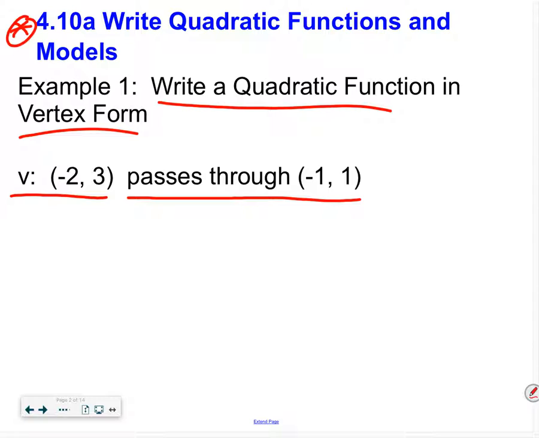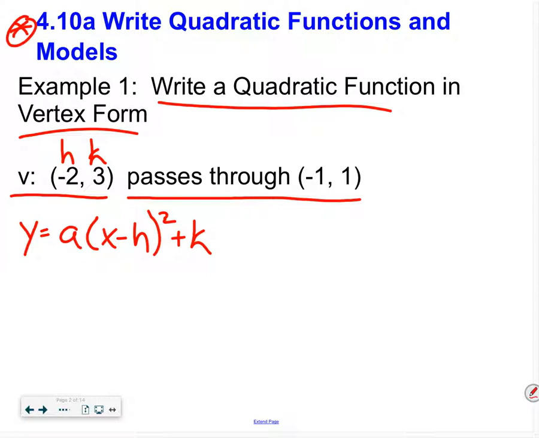Okay, so what was vertex form again? Somebody tell me vertex form, I'll write it up there. That was y equals a, open parenthesis, x minus h, close parenthesis squared, plus k. That is our vertex form. Okay, we're given a vertex there, so this is my h, and that's my k.